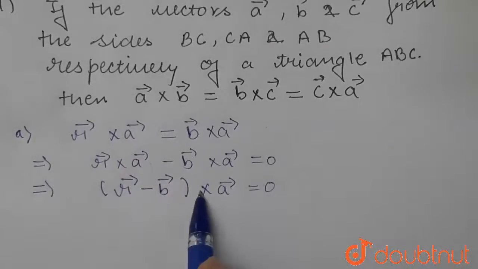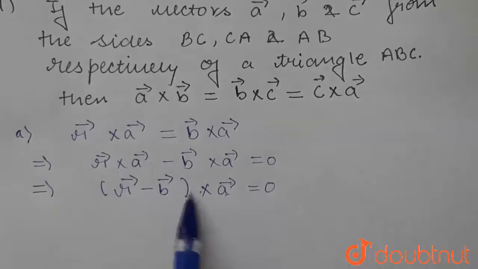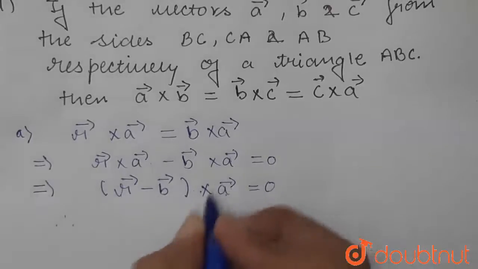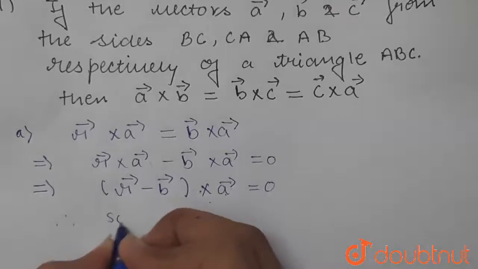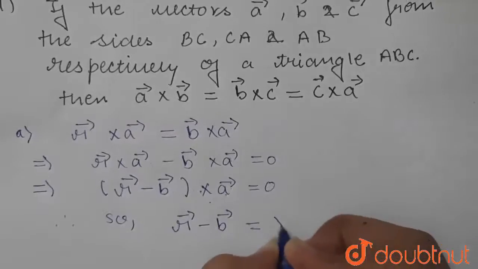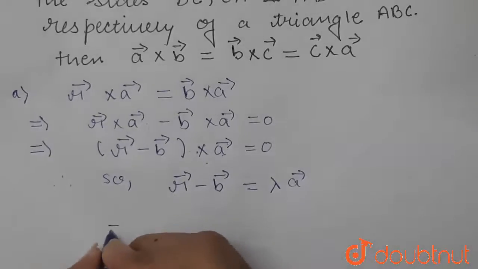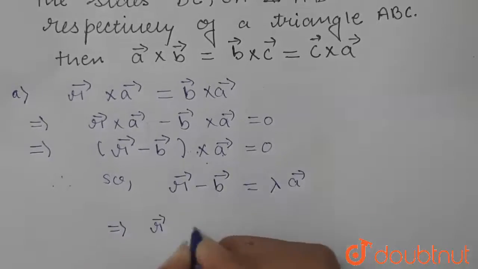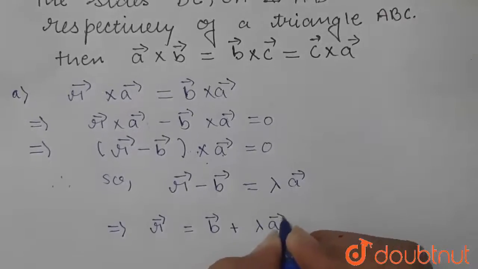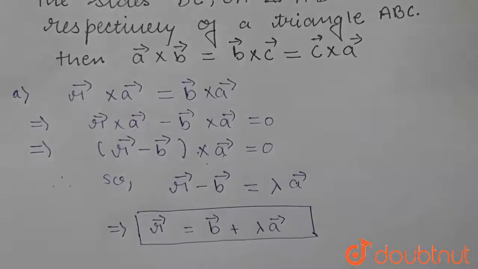And when this happens, then we can say that A vector is parallel to r vector minus B vector. In that condition, it is written like this, right? So we can say that A vector is parallel to r vector minus B vector, so we can write it as r vector minus B vector equal to lambda times A vector. So from here we can take out the value for r vector. So r vector will be equal to B vector plus lambda times A vector. Okay, from the first condition, this is the value for r vector.